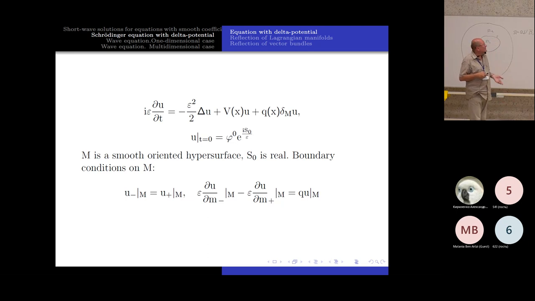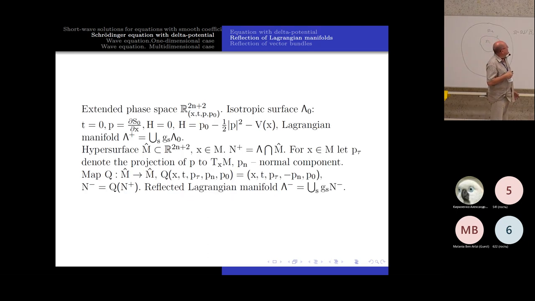In order to take into account the delta function, we have to consider, together with this Lagrangian manifold, another Lagrangian manifold which describes the reflection of waves at the points of the support of the delta function. So how to do this? It is done in quite a natural way. So first of all, we have to lift M, the support of the delta function, to the extended phase space. All other coordinates are arbitrary, and the coordinates vary on this surface. Okay, and then we have to intersect this lifted surface with this Lagrangian manifold lambda plus.